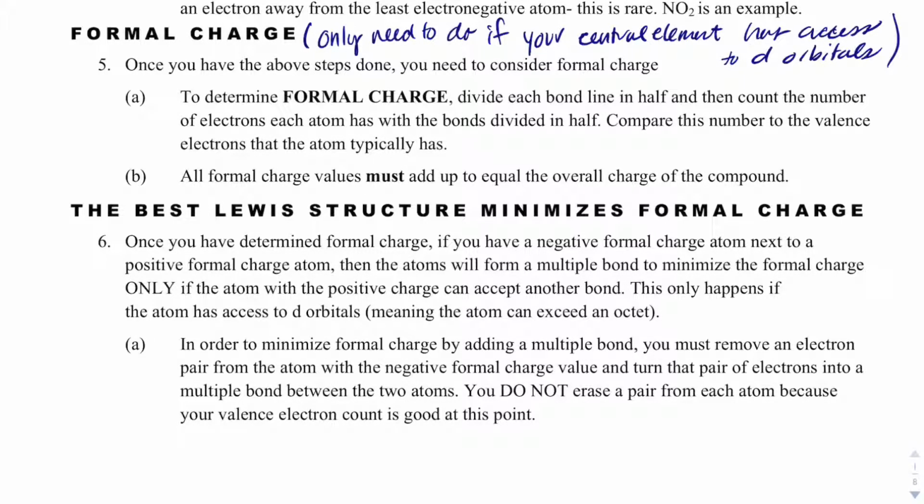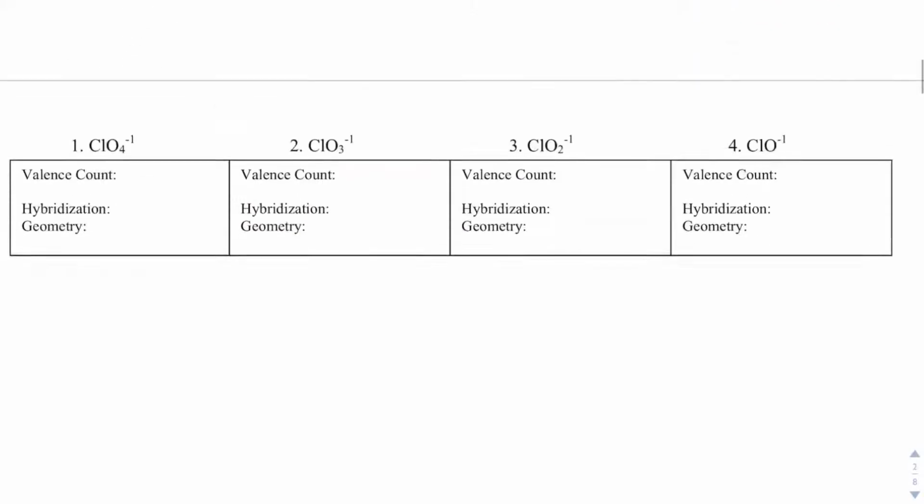So when we do formal charge, this is the way that I do it: we divide each bond in half, count the number of electrons each atom has with the bonds divided in 2, and then compare that to the valence electrons that the atom typically has. And we're going to see how this works, but all formal charges must equal the total charge of the compound. And then the best Lewis structure is going to be one that minimizes formal charge. Okay, so we're going to see that in a couple examples later on. But first, let's go through.